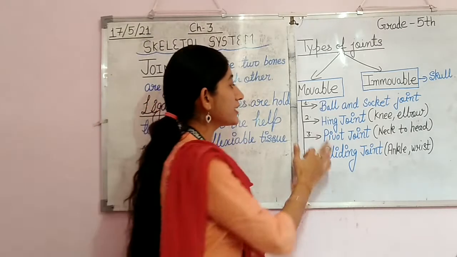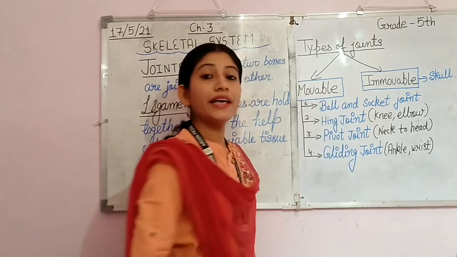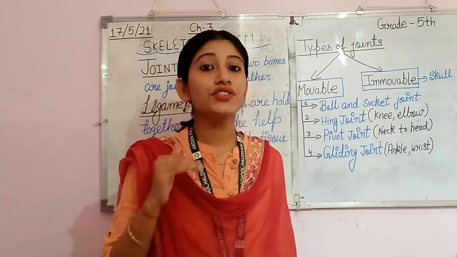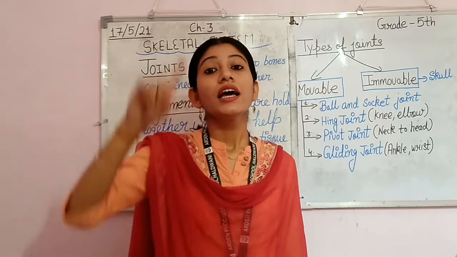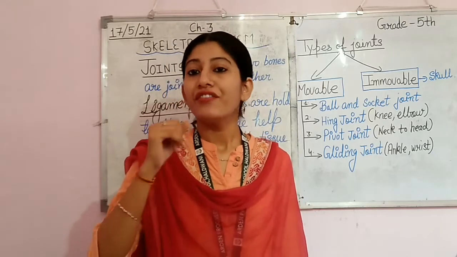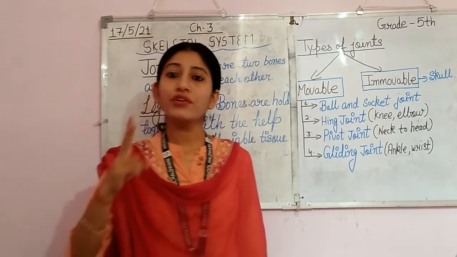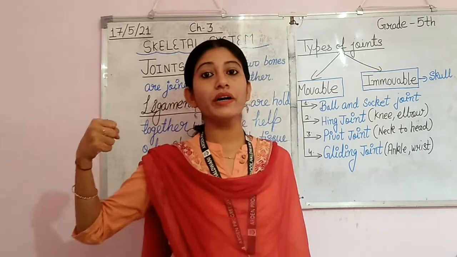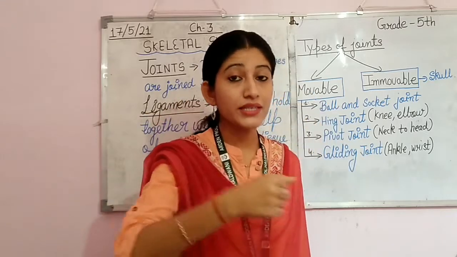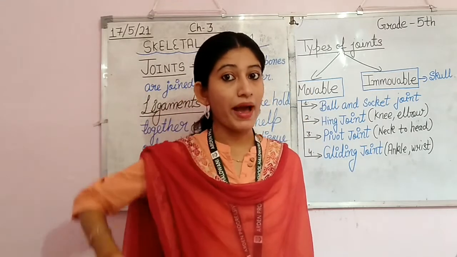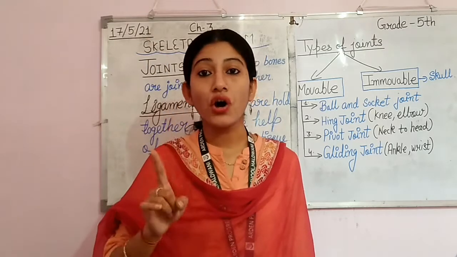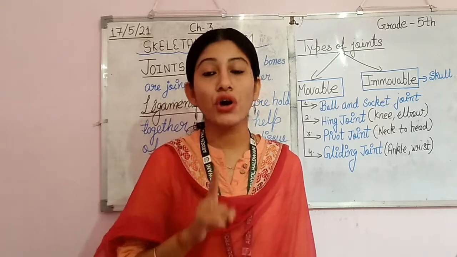Moving further, we see the second type is a hinge joint. Now see, a hinge joint is similar to the joint that you can see on your doors. Now how can you see that on your doors? Whenever you open the door, you have two options. Either you can open or you can close. Means either front or back. Such a type of joint is called a hinge joint.